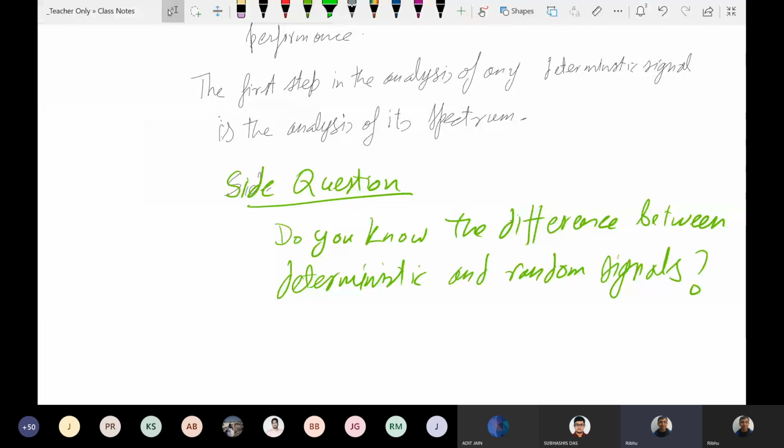Till now you might have noticed that we are only talking about modulating these carriers with deterministic signals, right? Practically, we do not want to modulate the carrier with deterministic signals. Can anyone tell me why is that? Why is it nonsensical to modulate anything with a deterministic signal? For theoretical analysis it is easy, it is good, but practically, why is it a bad idea?